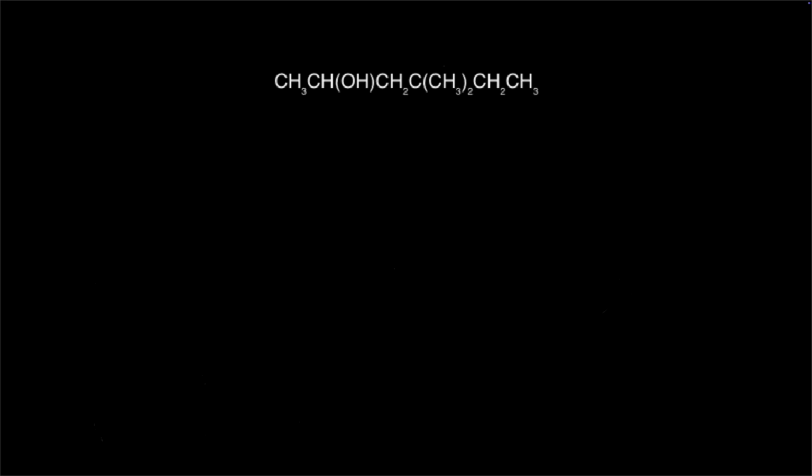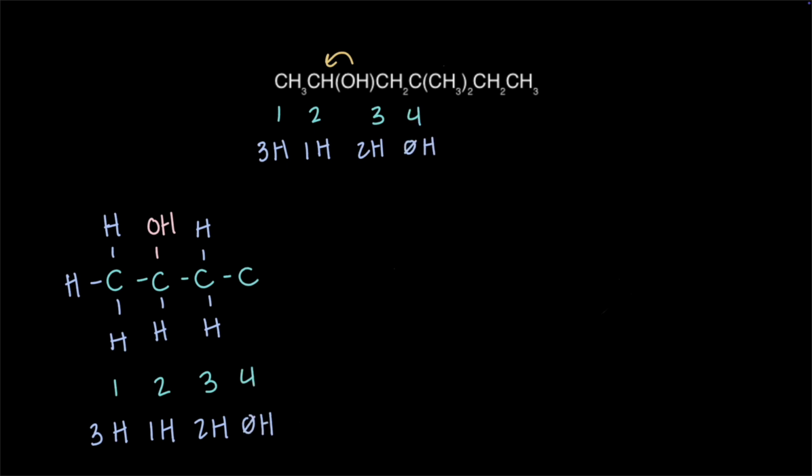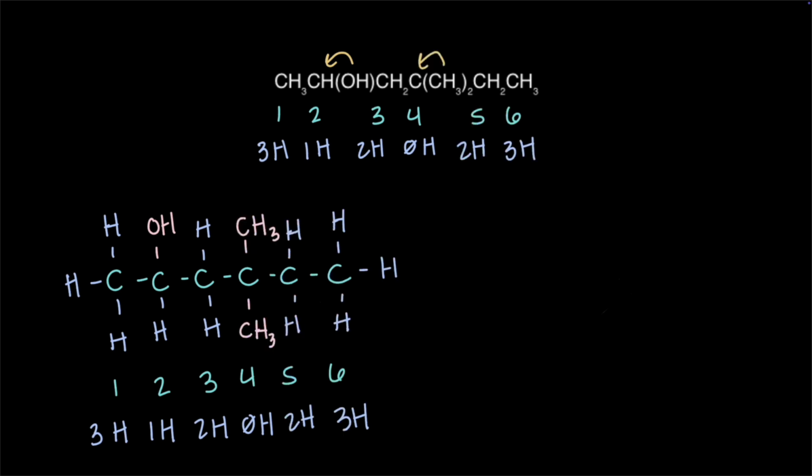For this compound, I will start with the Lewis structure. From the left, I have a CH3 connected to CH(OH). This tells us that the OH group is directly connected to the CH in the structure. Then there is a CH2 and a C(CH3)2. The two CH3s in parentheses will be directly bonded to the carbon. Next, there is a CH2 and then a CH3. All groups have 4 bonds, so we have completed the Lewis structure.